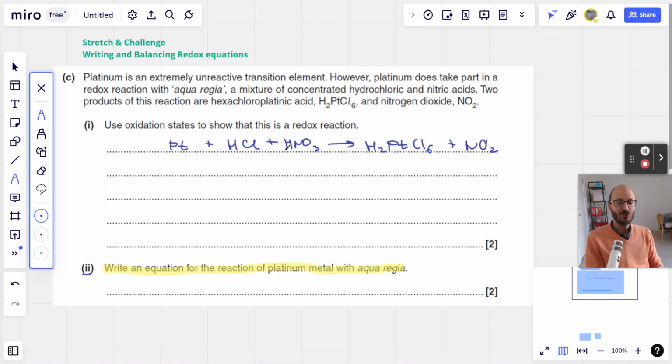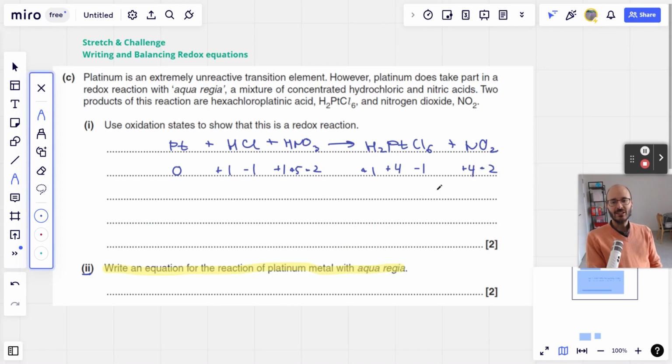Perfect. So then you work out the oxidation numbers. If you don't know how to do that, this video can help. I'm going to do this fairly quickly. So platinum is going to be 0, hydrogen +1, chloride -1, +1 again, oxygen -2, therefore nitrogen +5. Then hydrogen +1, chloride -1, therefore platinum +4. And then you have oxygen -2, so nitrogen +4.